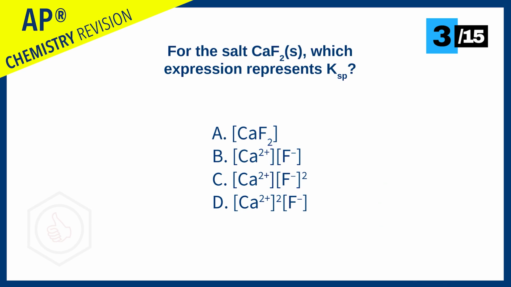The answer is the concentration of Ca2+ multiplied by the concentration of F- squared, because there are 2 moles of F- ions for every 1 mole of Ca2+ ions, meaning Ksp equals concentration of Ca2+ multiplied by the concentration of F- squared.